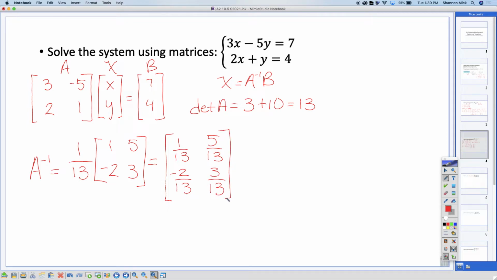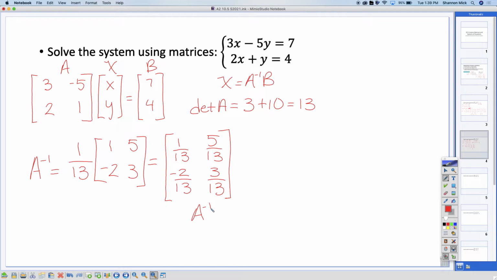Inverse matrices are going to look like that unless you start off with fractions, right? If I start off with fractions, they'll probably be more whole numbers. But sometimes inverse matrices look not very pretty. Okay, so I now need to take A inverse times what?